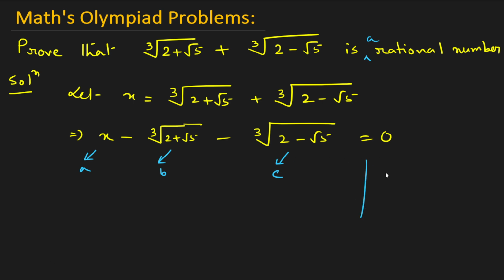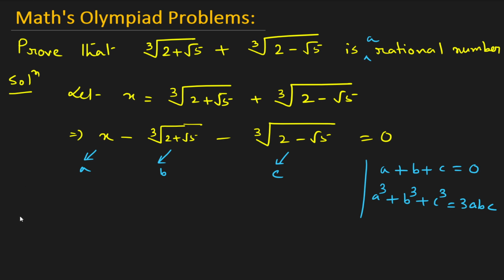So we know that if a plus b plus c equals 0, then a cube plus b cube plus c cube is how much? 3abc, right? So we have a very beautiful result. If a plus b plus c equals 0, then a cube plus b cube plus c cube equals 3abc. So this particular result we are going to use here. So our b is how much? Minus of cube root of 2 plus root 5, and our c is minus of cube root of 2 minus root 5. So what can we write now?